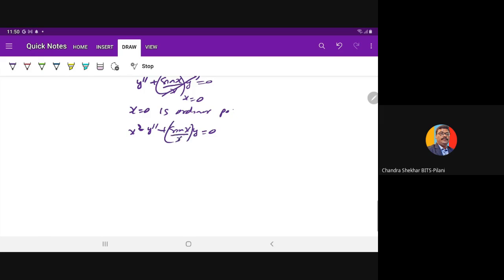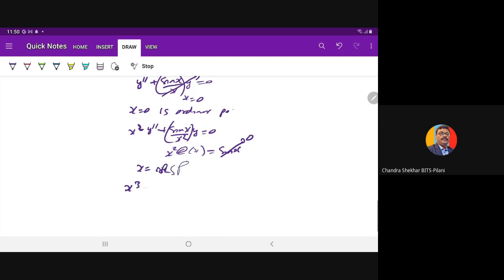If we have x square y double dash plus sin x y is equal to 0, it will become sin x upon x square as q(x), so x square into q(x) is equal to sin x, that is 0 at x equal to 0, well defined. It means x equal to 0 is what? Regular singular point, right? It is the regular singular point.